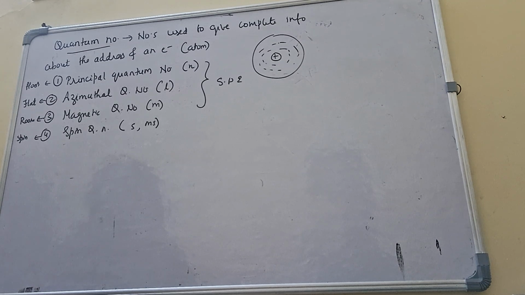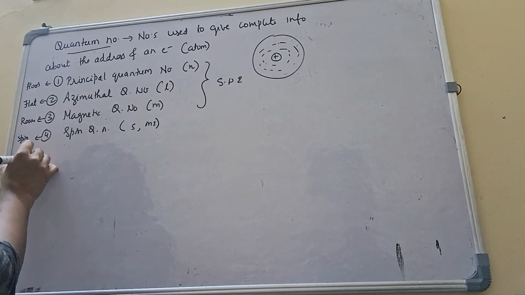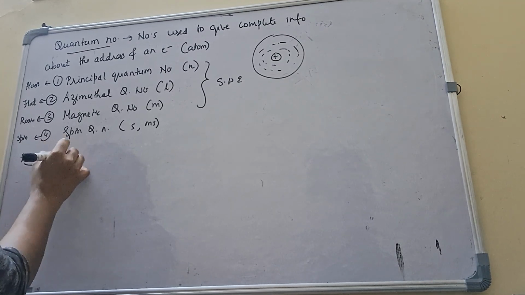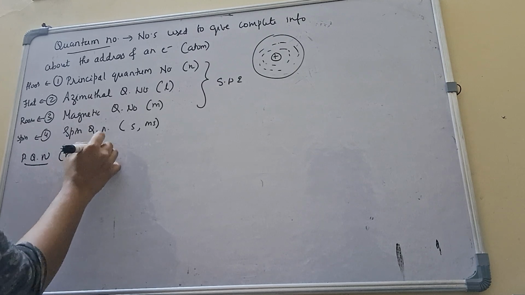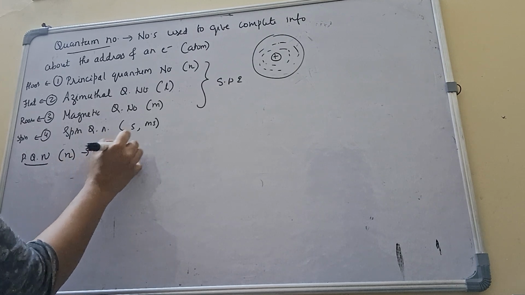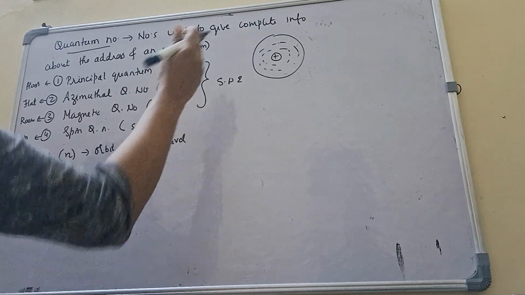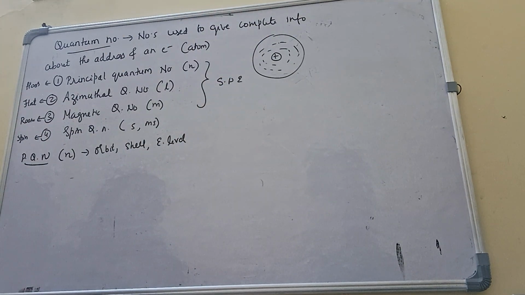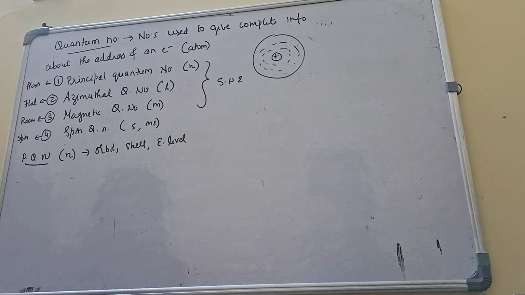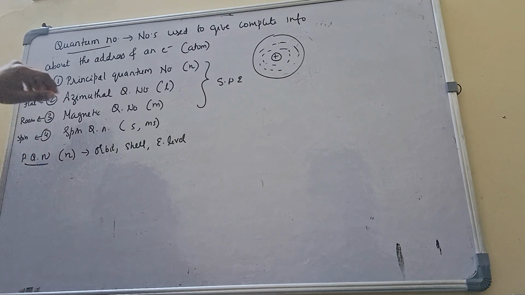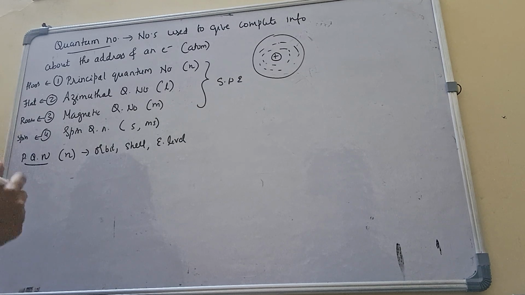First, let's get started with the principal quantum number, which we already know. The principal quantum number denoted by n is your orbit, or the shell, or the energy level. Whatever we have studied, that electrons are in definite orbits surrounding the nucleus, that itself is your principal quantum number. So what it represents is the size and energy of a shell.